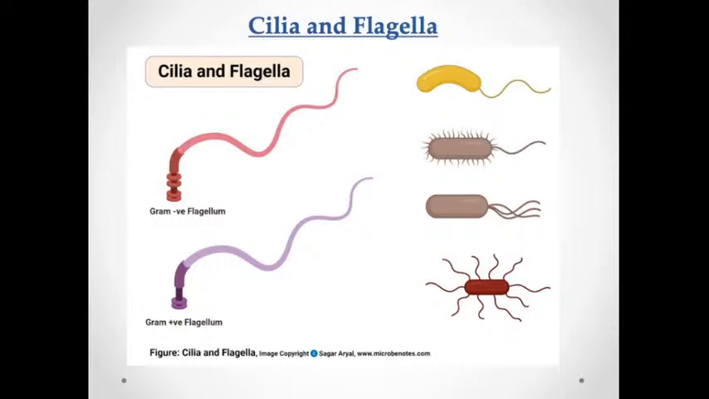So cilia and flagella, there are two types, gram negative flagellum and gram positive flagellum. Here you can see that in the gram negative there are 4 rings, while in the gram positive there are only 2 rings present. And these are the various flagella, and these are cilia present in the bacteria.